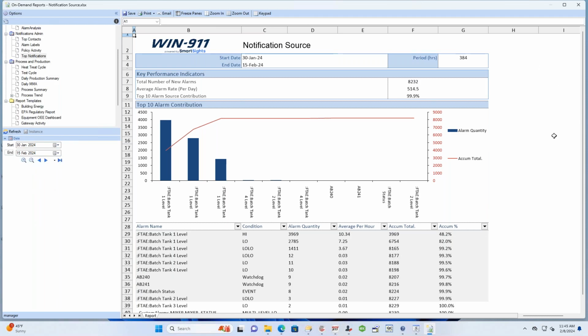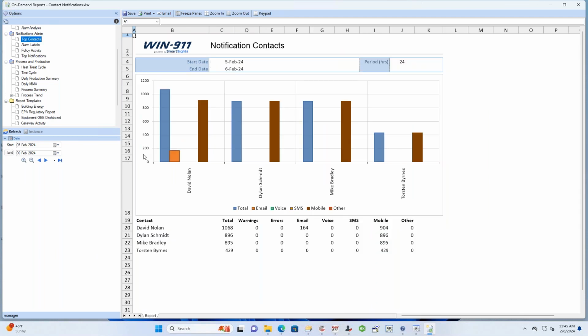I can generate this report automatically on a schedule, send it to people like plant management. I can look at different views of the notification system, right? I can look at an alarm-based view, what notifications are going out. I can look at a people-based view, right? Who are these notifications going to? Why are we getting so many? Why are we getting 1,000 notifications a day, right?